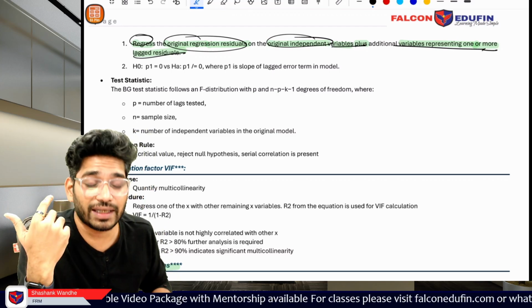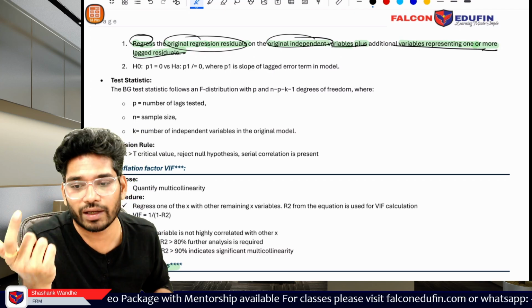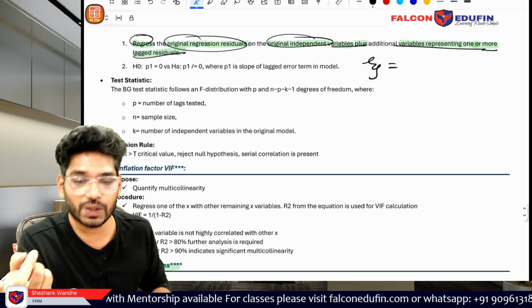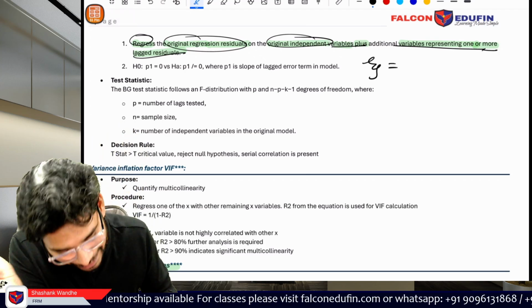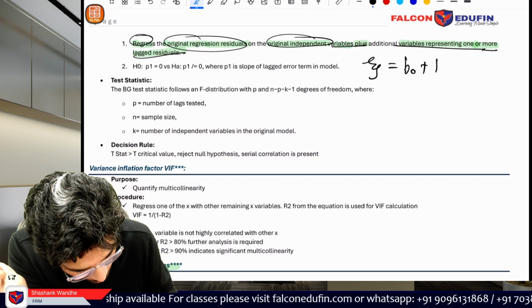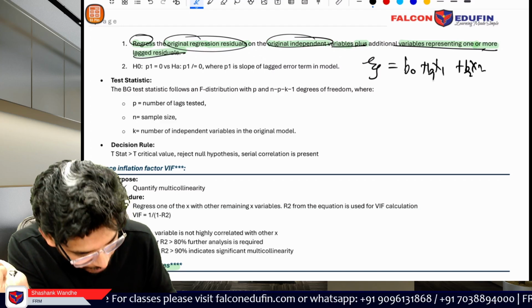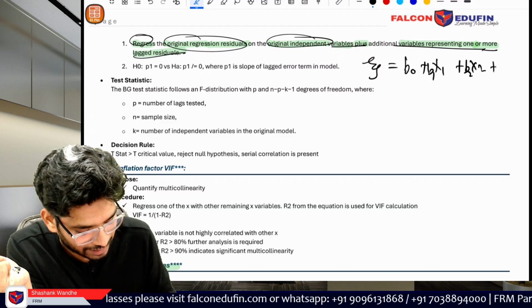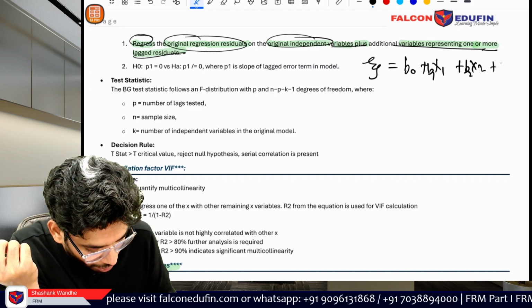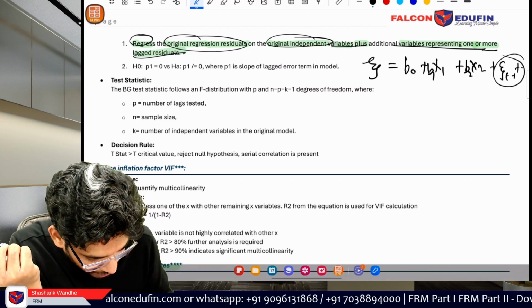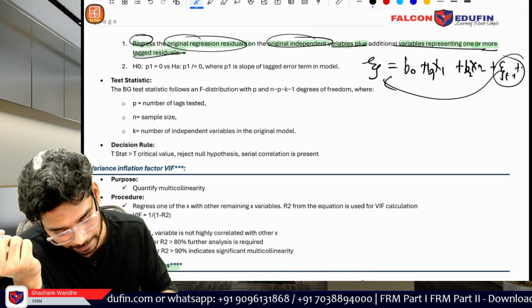Regress the original regression residual on the original independent variables, plus in addition you have to also take the lagged error terms. I'm reading this again and again so that it sticks in your mind. Okay, so this on this, like this.